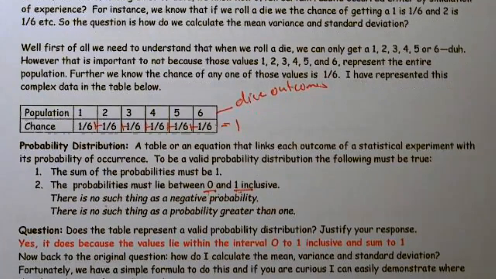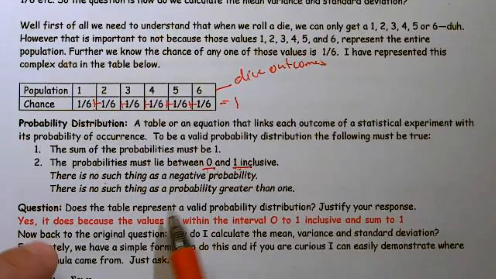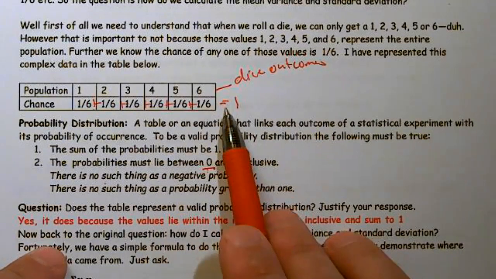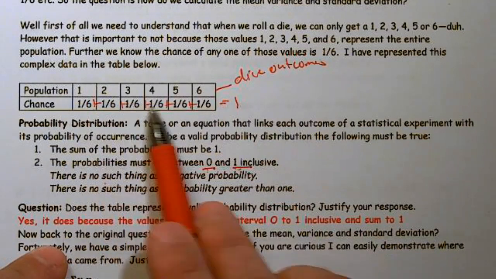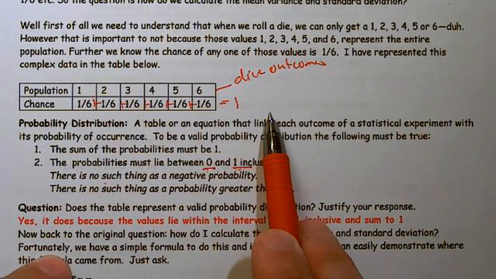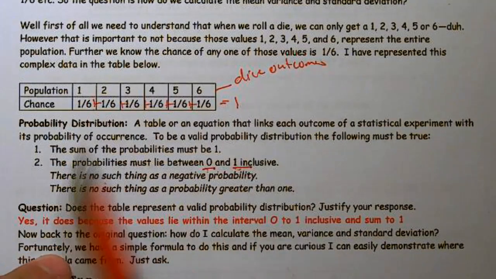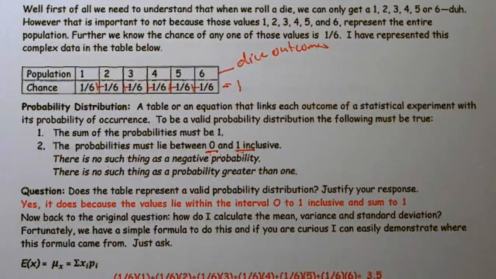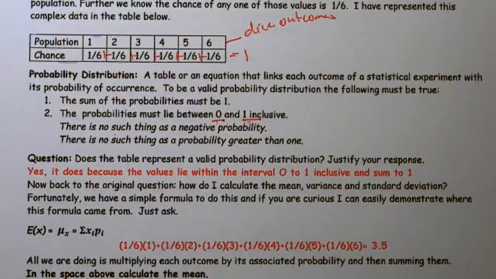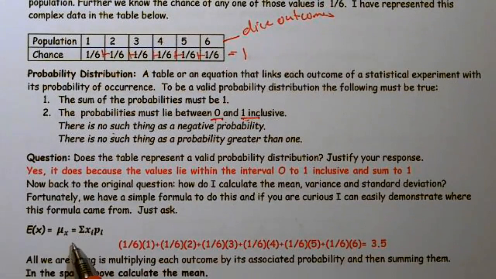So does the table represent a valid probability distribution? Well, we already said that it summed to 1, because we have 6 of these, 1/6 plus 1/6, et cetera, all the way to summing to 1. And none of the probabilities are negative and none of the probabilities are greater than 1. So yes, it represents a valid probability distribution. So we have this formula, and this is the formula for calculating the mean or the expected value.